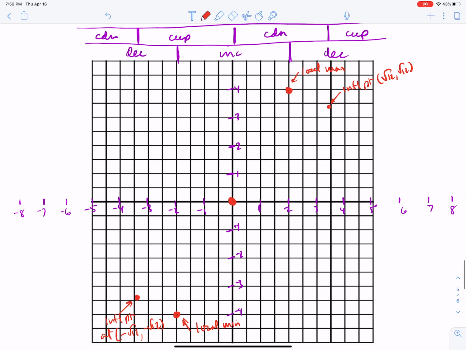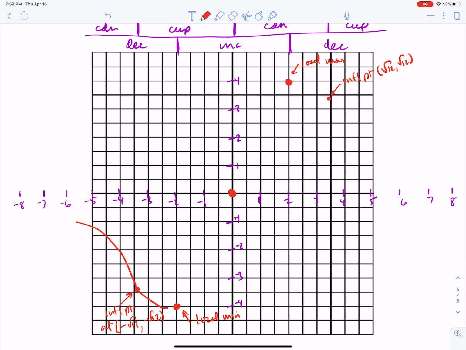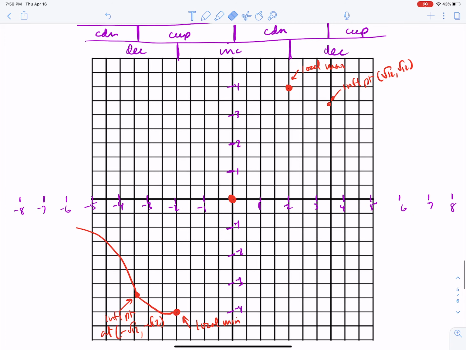But let's start off here. So I'm going to be starting off concave down and decreasing. So it's going to be doing something like this. And then it becomes decreasing but concave up. It's going to connect to here. Maybe I can do that a little better. And then it's concave up and increasing.